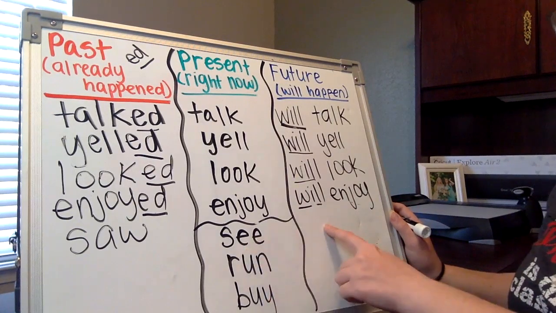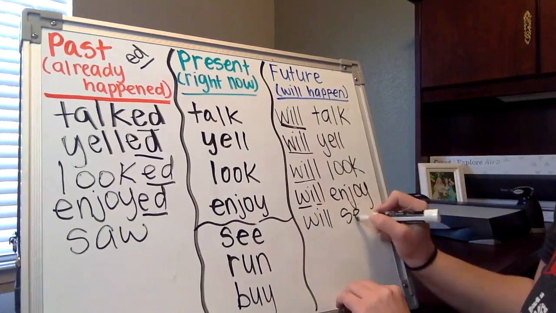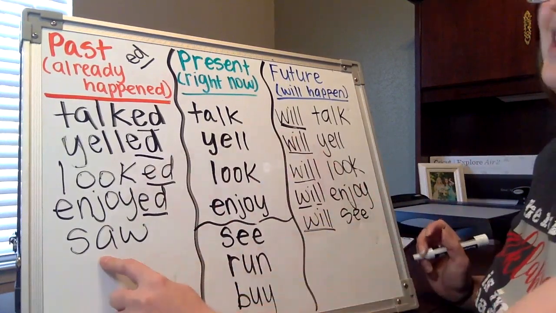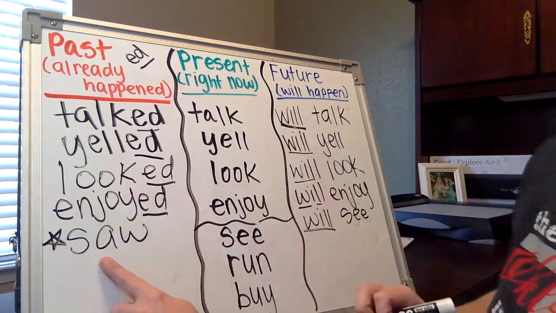But tomorrow in the future tense, I will see. That makes sense just fine. So it follows the rules over here. It doesn't follow the rules over here. I'm going to put a star by this one so we know that one did not follow the rules.